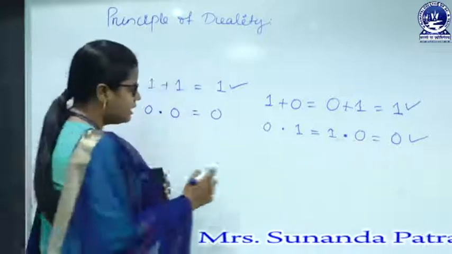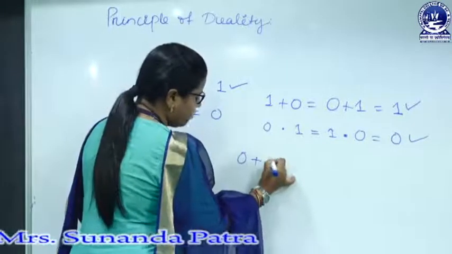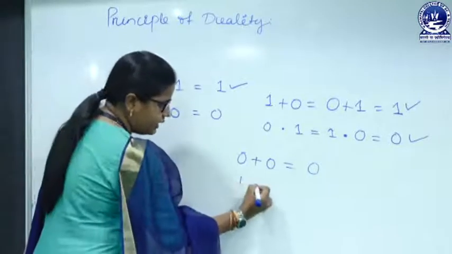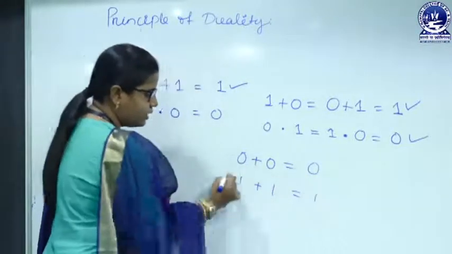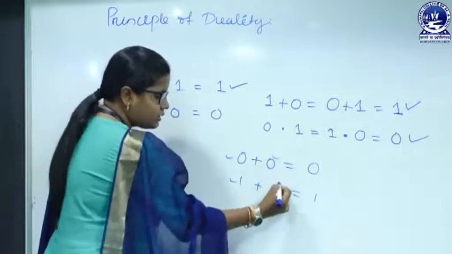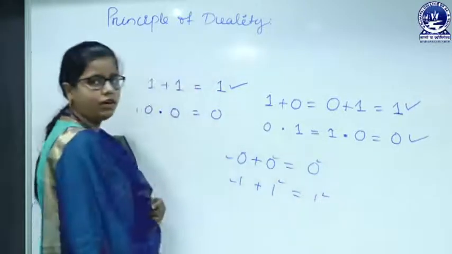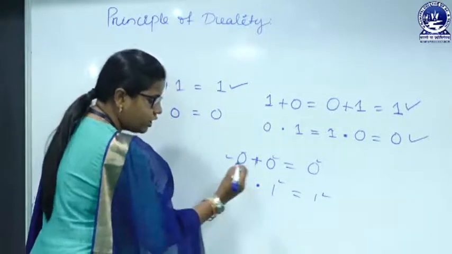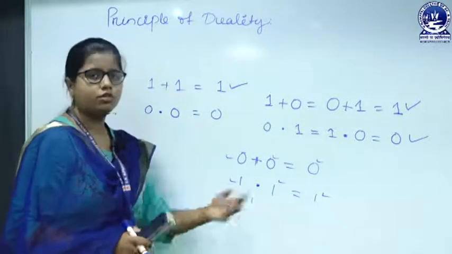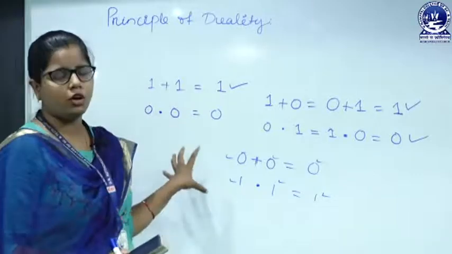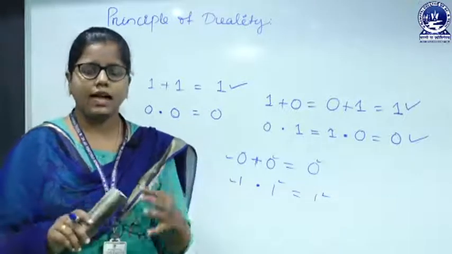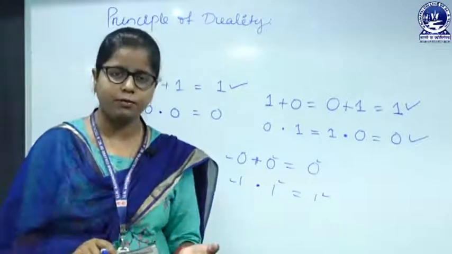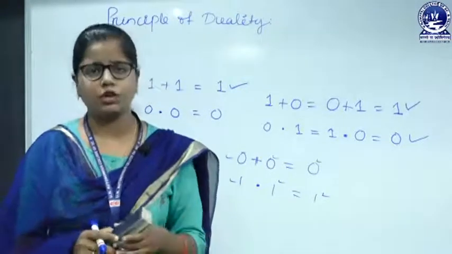Take another example. Suppose 0 plus 0 equals 0. So by the principle of duality, 0 is replaced by 1, and the operator plus should be replaced with the dot operator. So 1 dot 1 equals 1. So this is the principle of duality. So when the time comes to prove any theorem, we can prove the theorem, and by the principle of duality, the dual form of the theorem can be automatically proved.